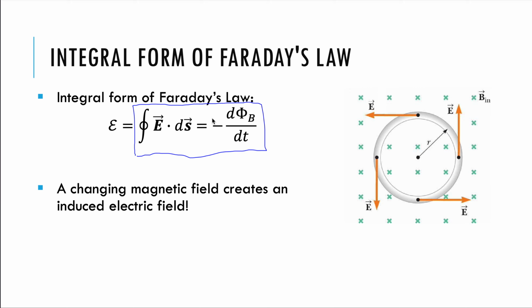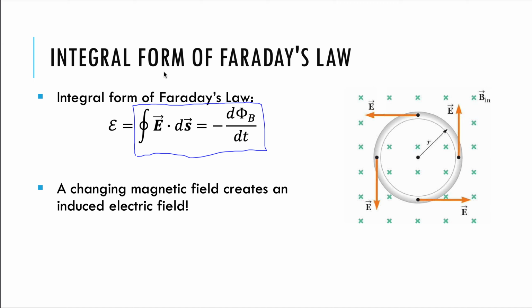What it tells us is that whenever you have a changing magnetic field, that's going to induce an electric field. So a changing magnetic flux is not only going to induce an EMF, which induces a current, but it also induces an electric field. And there's going to be an electric field induced whether or not there's a loop there. As long as you have a changing field, there will be an induced electric field.